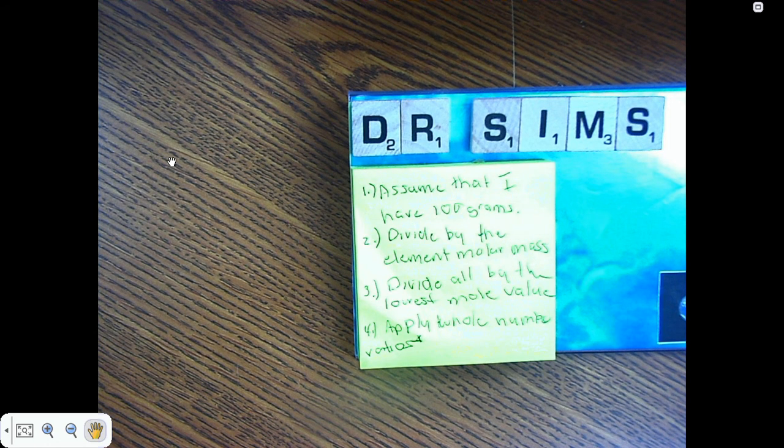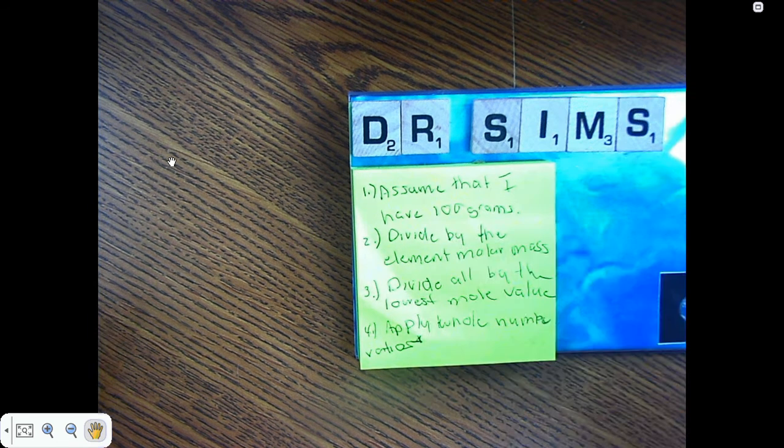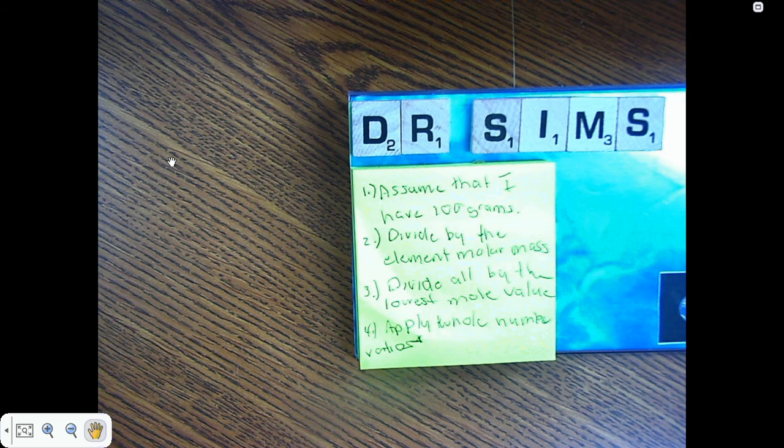And then lastly, that should give you a distribution of whole numbers, but if it doesn't, you're going to apply a multiple to devise the appropriate mole ratio, or rather the subscript numbers of those atoms. And so let's go ahead and take a shot at some of those questions.